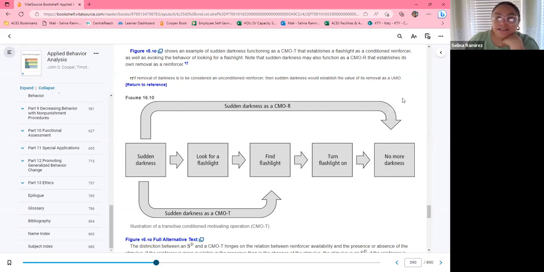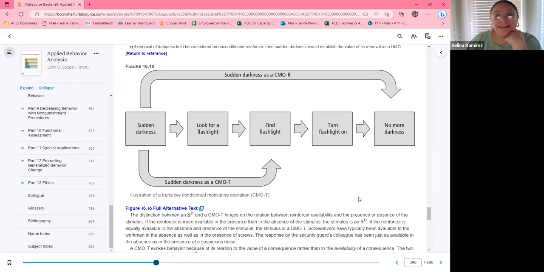I really like this little diagram. Maybe we can post it in the group and say, this is what we learned today. It'll help you to see how one MO can serve as different motivating operations for different things or different responses.